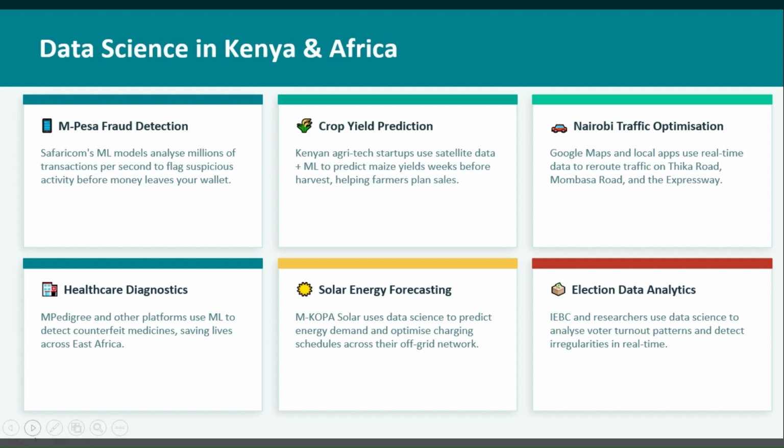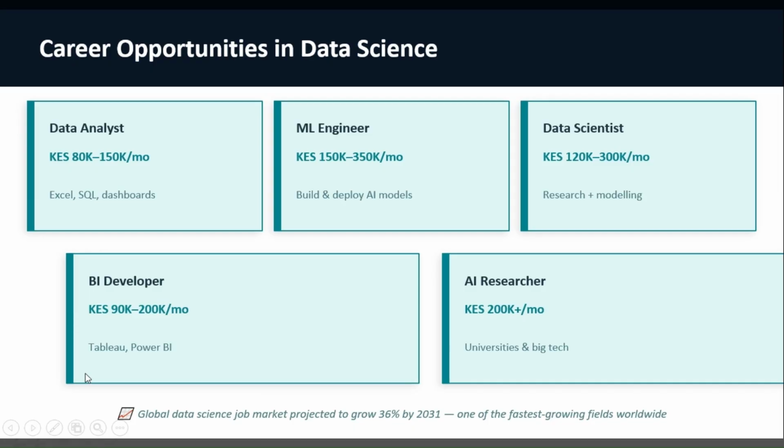So, career opportunities: we have data analyst, machine learning engineer, data scientist, Power BI developer, and AI researcher. All these are highly lucrative jobs. People earn about 100,000 to 150,000 a month. By the end of this course, you'll be able to be one of these people. You can be a data analyst, a machine learning engineer, a data scientist, a Power BI developer, or an AI researcher.